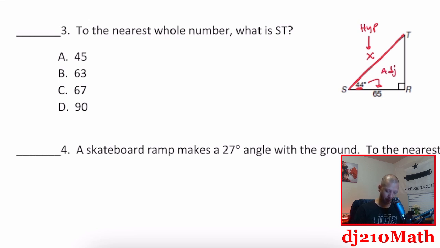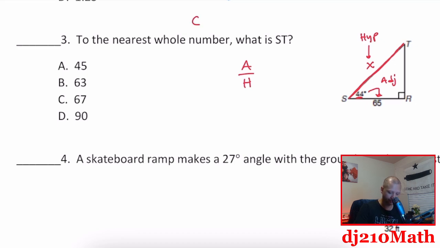So really what we're going to use is adjacent over hypotenuse. That's the adjacent and the hypotenuse. And again, if you think of SOHCAHTOA, cosine, right? Cosine is going to be the correct trig function to use. So if we say cosine of 44 is equal to adjacent over hypotenuse, this is going to be 65 over what we want, the hypotenuse, x. This is the problem we have to solve.